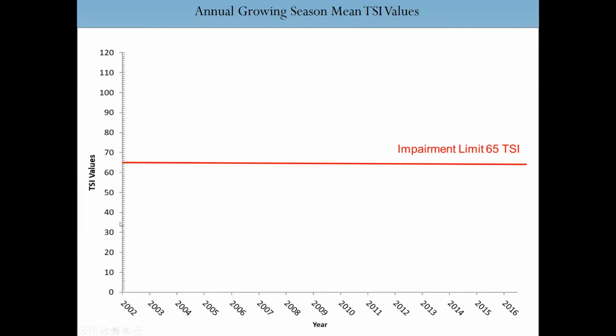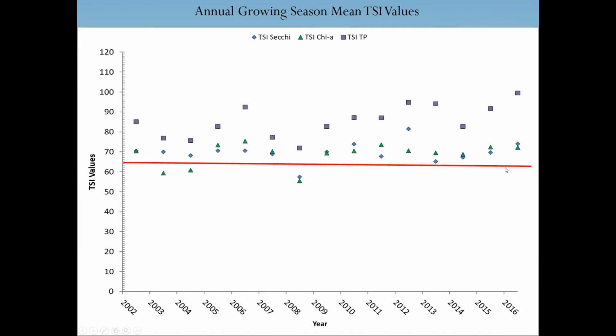The vertical axis, or the y-axis, are those trophic state index values that just measure different productivity levels of different factors that we'll be looking at. And the main important thing right here in this slide is this value of 65. We talked about what impairment is and what that means for the lake. Any values above this impairment limit of 65 TSI are going to be an issue for the water quality of Orient Lake. Anything below 65, we're in the clear, no pun intended. So the next slide shows these annual values of different factors in Orient Lake.